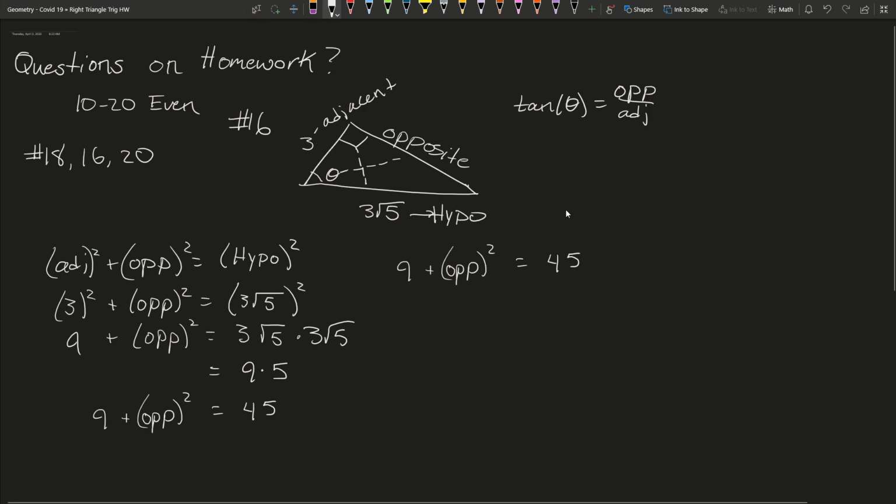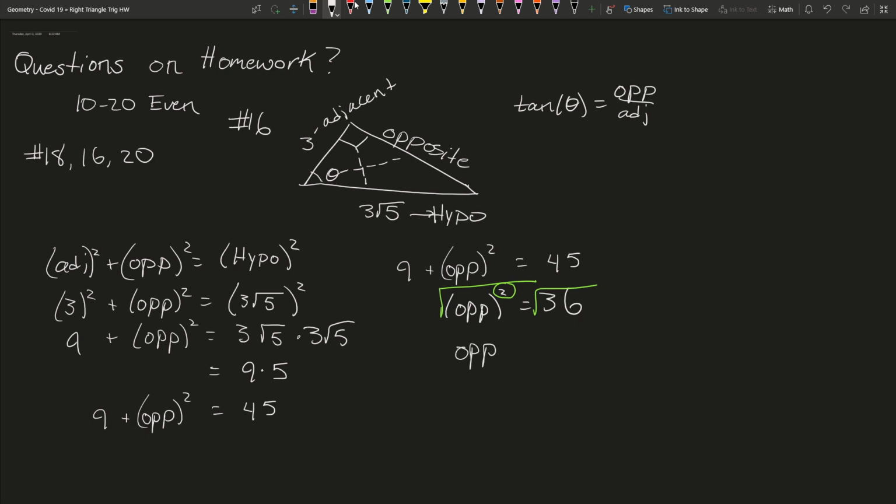If we subtract 9 from both sides, we get that the opposite squared is 36. In order to cancel out this squared, we have to take the square root of both sides. The square root of 36 is just 6. So our trig function is 6 over 3, which is just equal to 2. Questions over that problem?